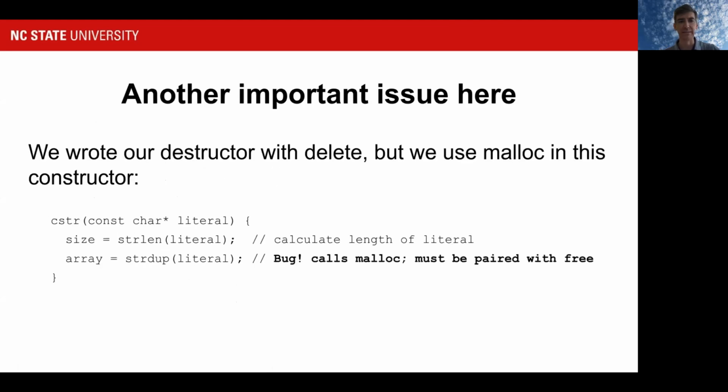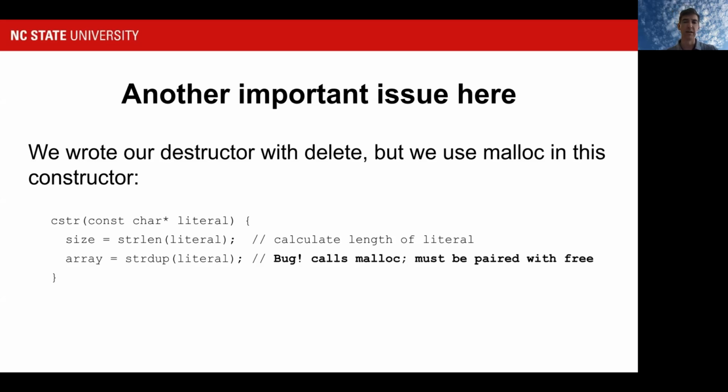Okay, but this does lead to a slight problem for us. We are writing our destructor using delete, which is what we should do for any array created by new. But in one of the constructors we originally wrote, we actually used malloc. It's not obvious we use malloc, but actually when you call string duplicate, it's calling malloc internally instead of new. And this is a problem because that means some of our constructors use new and some of them use malloc. And when we get to the destructor, we'd have to somehow choose the right one. And that sounds pretty complicated and hard.